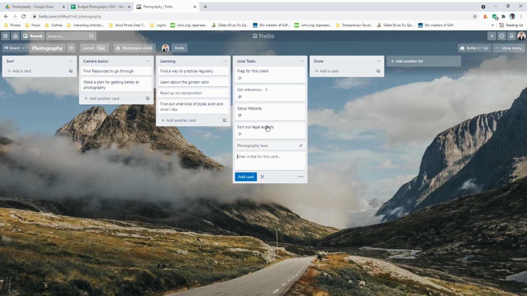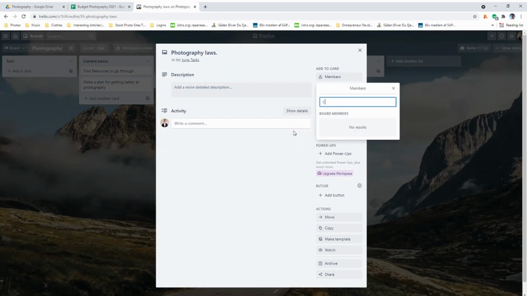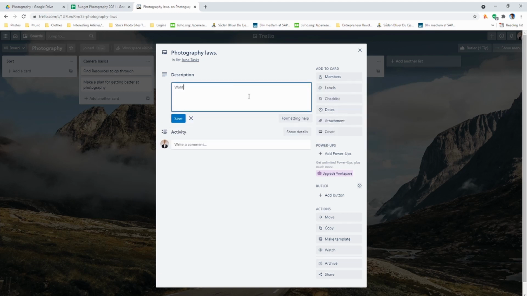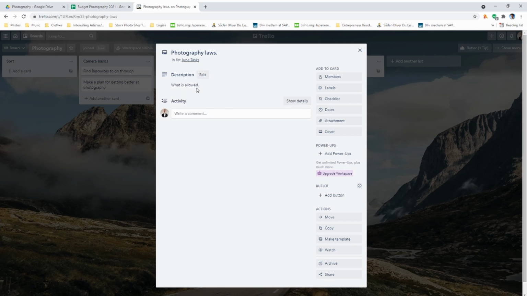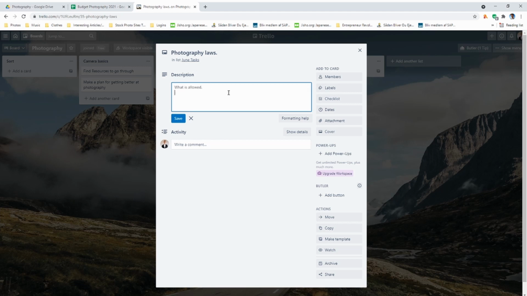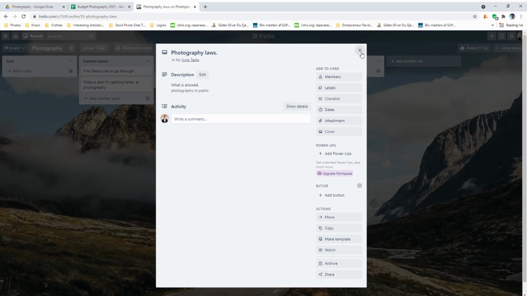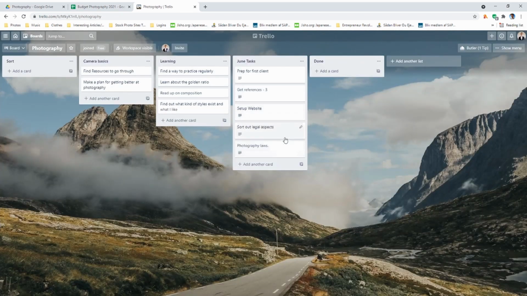What is allowed when it comes to photography in public? How much of a person's face can we show? Do we need to make sure people aren't there? Can we show crowds? That kind of stuff.